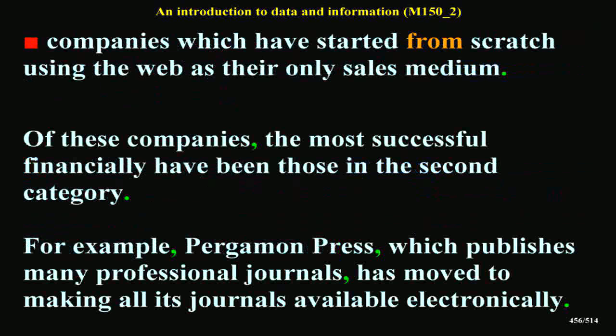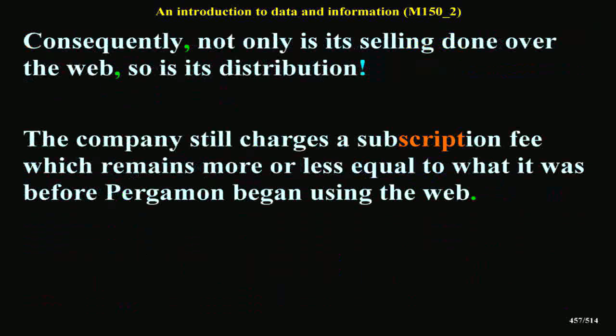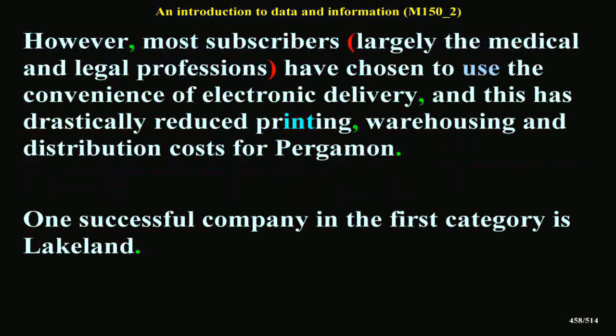Of these companies, the most successful financially have been those in the second category. For example, Pergamon Press, which publishes many professional journals, has moved to making all its journals available electronically. Consequently, not only is its selling done over the web, so is its distribution. The company still charges a subscription fee which remains more or less equal to what it was before Pergamon began using the web. However, most subscribers, largely the medical and legal professions, have chosen to use the convenience of electronic delivery, and this has drastically reduced printing, warehousing and distribution costs for Pergamon.